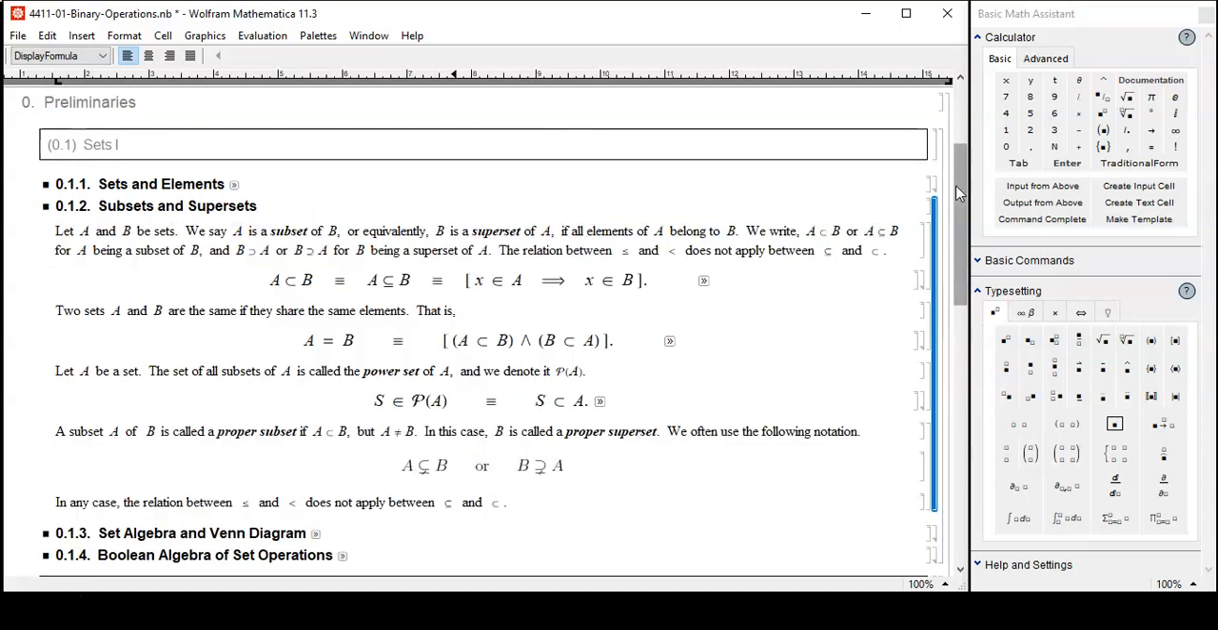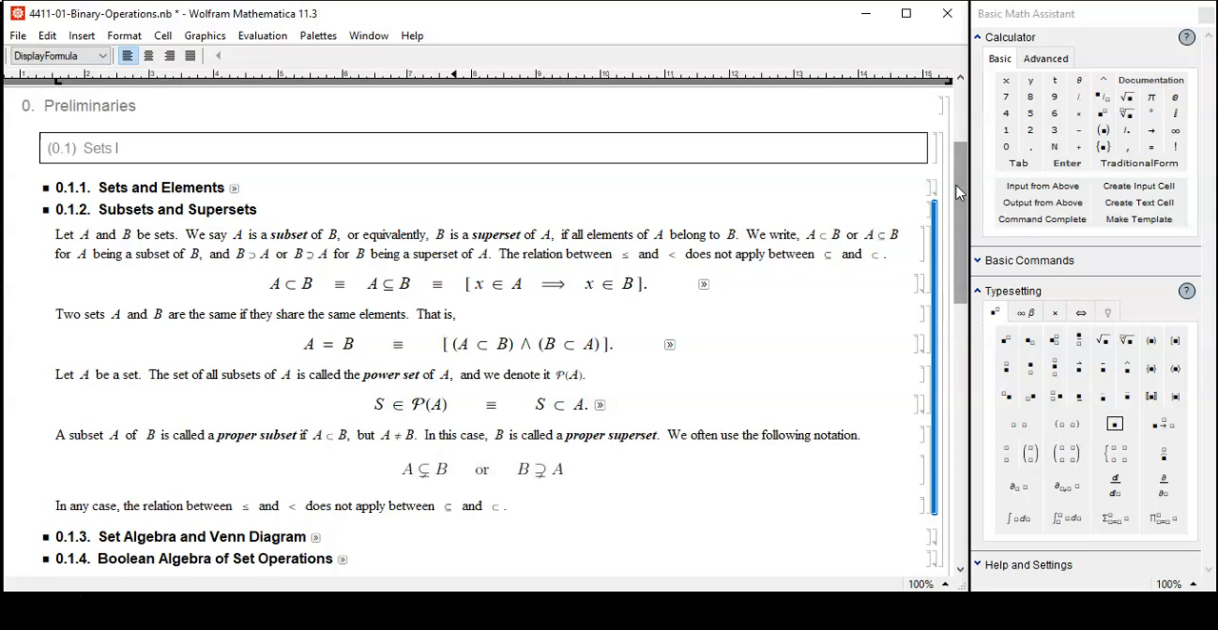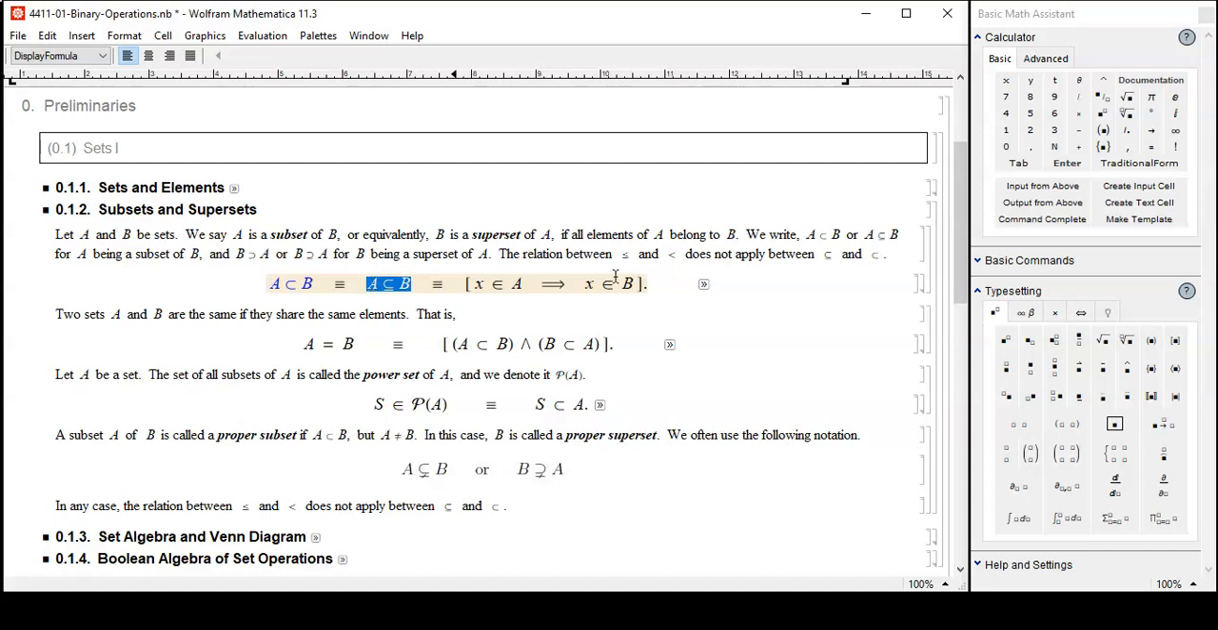Next topic, subsets and supersets. If every element of a set is a member of the second set, then we say the first set is a subset of the second set, or equivalently, the second set is a superset of the first set. We use this kind of notation, A subset of B, or like this, A subset of B. These are equivalent. So this expression here, which I just highlighted in blue, versus this expression, which I just highlighted in green, they're the same. They mean the same thing.